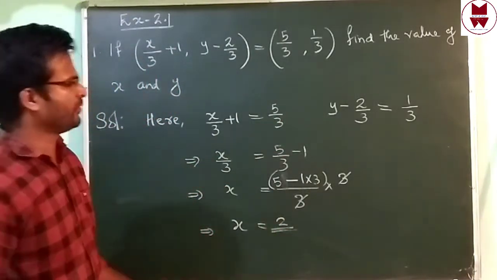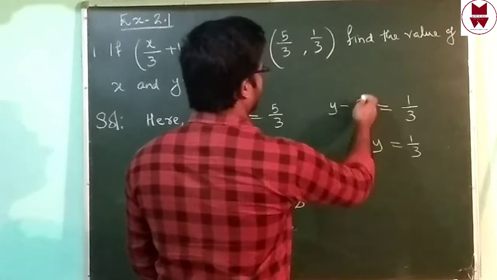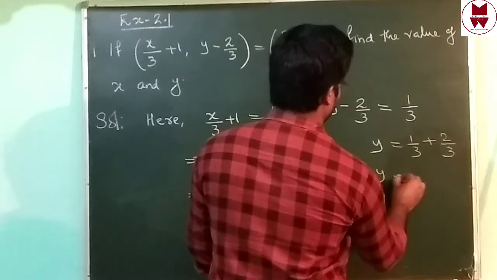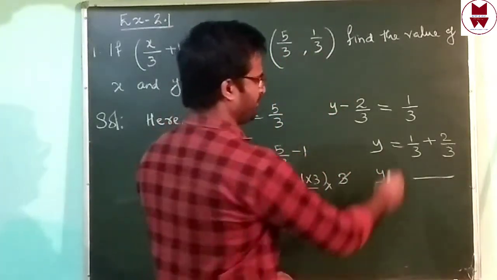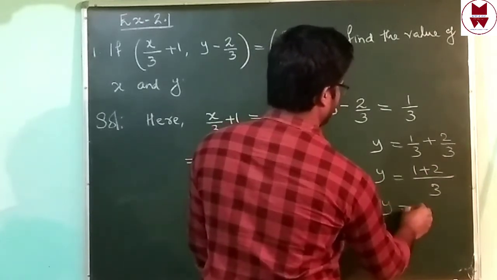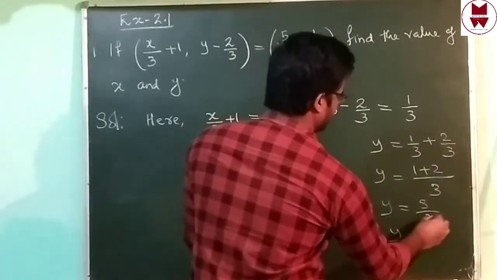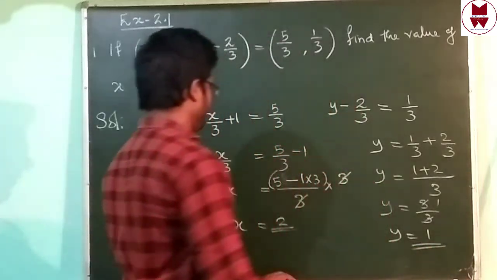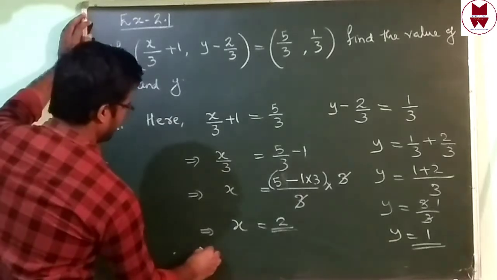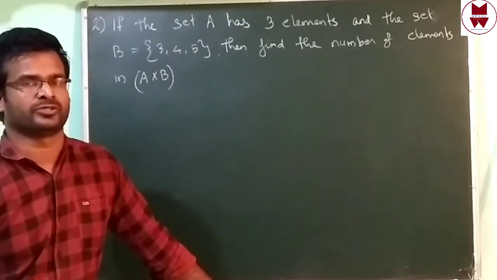Same like that we can find out the y value also. y equals 1/3. This minus 2/3 brought to the right side will be plus 2/3. y equals, take LCM. What is LCM? LCM is 3. And then 1 plus 2 is 3, so y equals 3 divided by 3. Then y equals 1. Now we got the x value is 2, y value is 1. Therefore, x equals 2, y equals 1. Next question, question number 2.